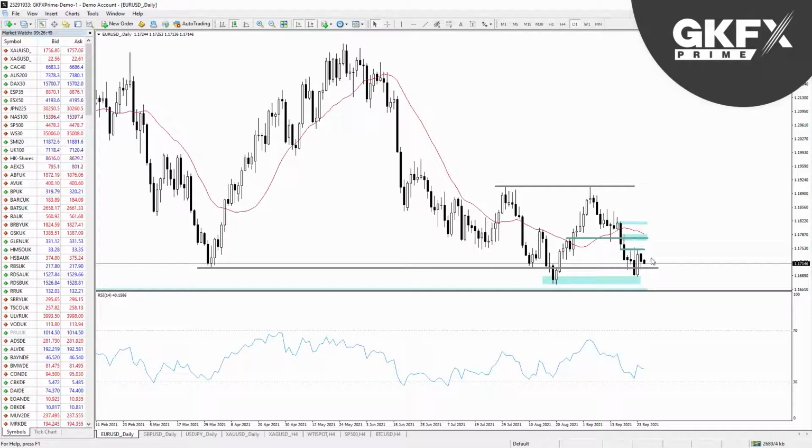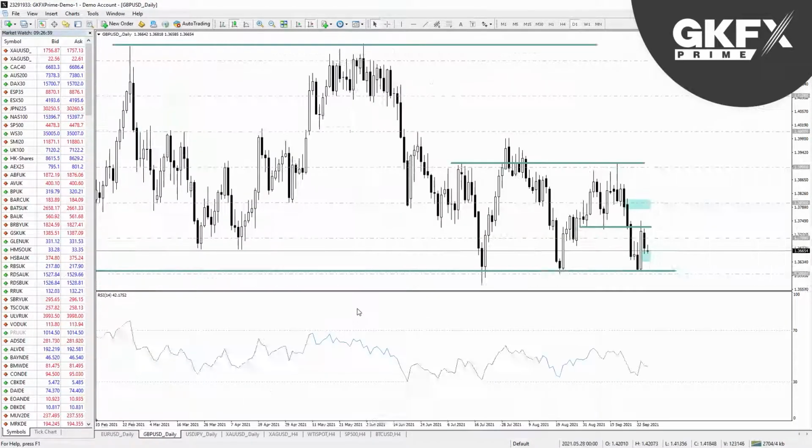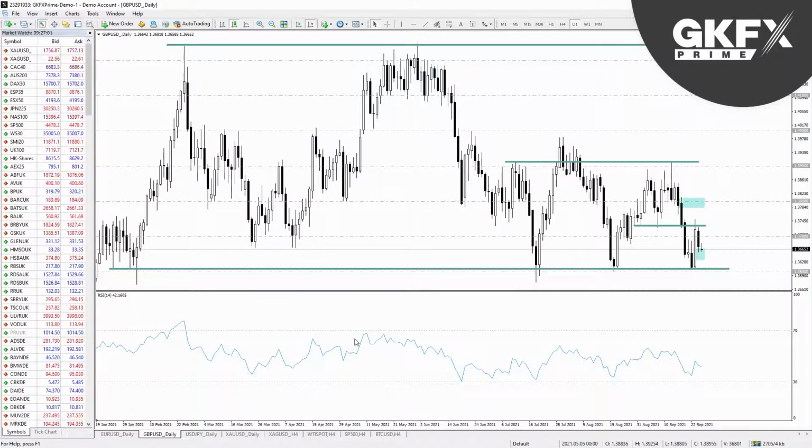Dollar yen might be breaking out, and that might be a sign to us that actually there will be a breakdown in euro dollar and pound dollar, but it's not happening yet. Here's our daily chart in GBP USD, as I say.